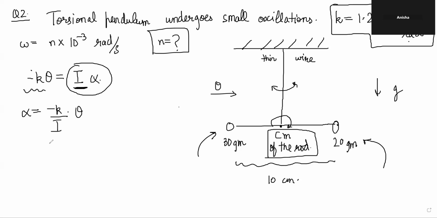And this becomes our omega square, right? So basically your omega is simply root over k by I. That's your SHM using torsion. So all we have to do is find the I and then we'll get the answer.